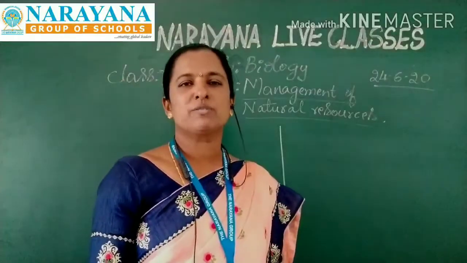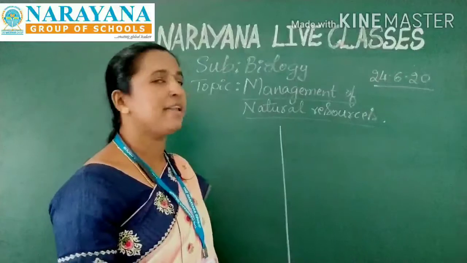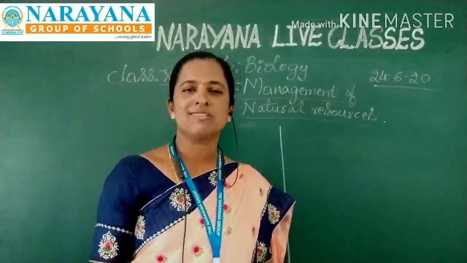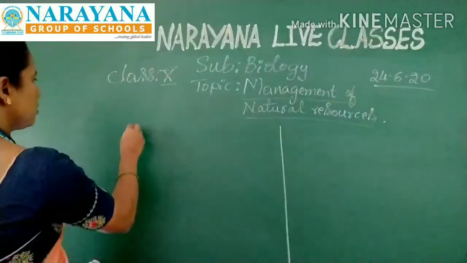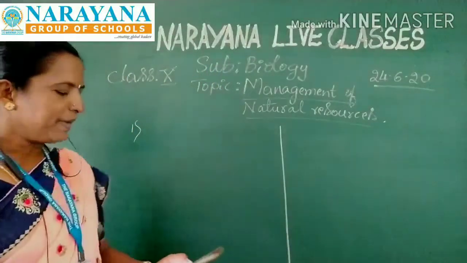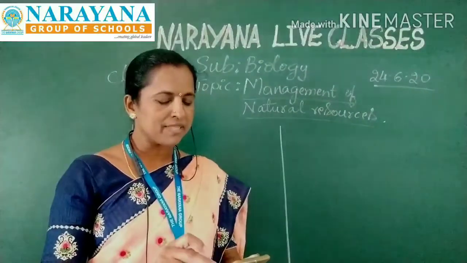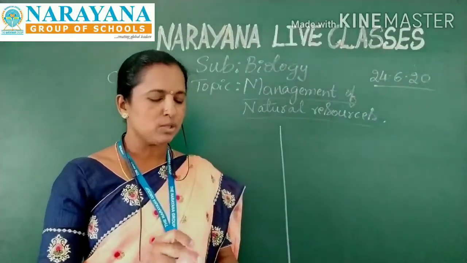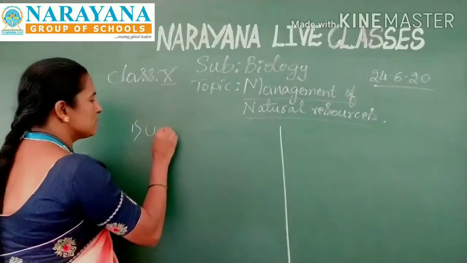Today I am going to explain one more assignment of management of natural resources. Let us go one by one. The first question here is, the pH of water is something that can easily be checked using dash, and here the answer is universal indicator.